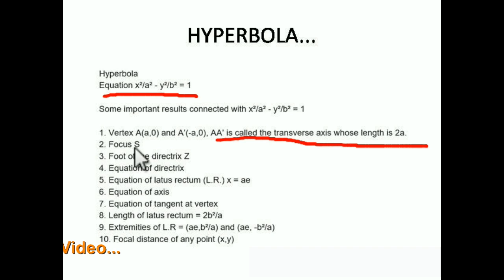Then the directrix is there. The equation of directrix, x is equals to plus or minus a by e, same as the ellipse. Then the focus, same as the ellipse, x is equals to plus or minus a comma 0. Then the length of lateral rectum, same 2b square by a. Then the extreme points of lateral rectum, same a comma b square by a comma minus b square by a. Okay, these whole things are same.